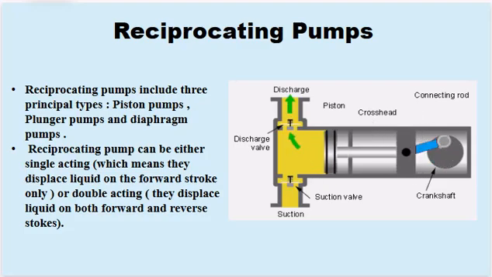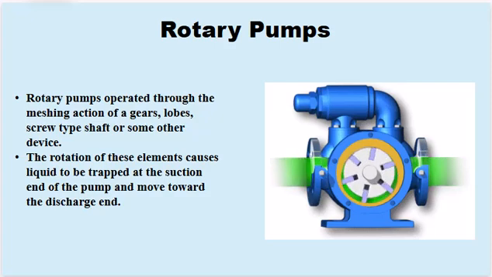in many industries. Let's explore rotary pumps, another type of positive displacement pump known for their smooth and continuous flow. These pumps work using the meshing action of gears, lobes, screws, or similar components to move fluids. Here are the main types of rotary pumps. Gear pumps, these use meshing gears to trap and move fluid. They're great for viscous fluids and high-pressure applications, providing a steady and reliable flow.